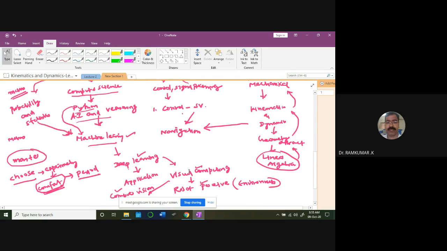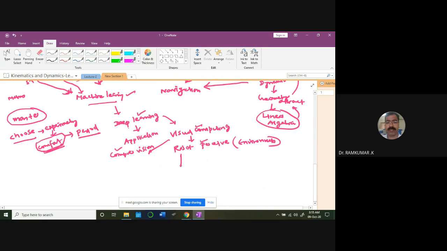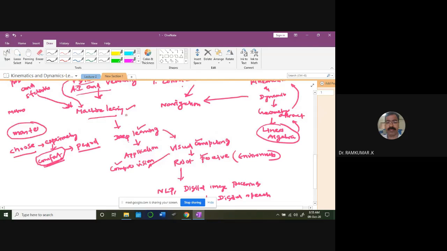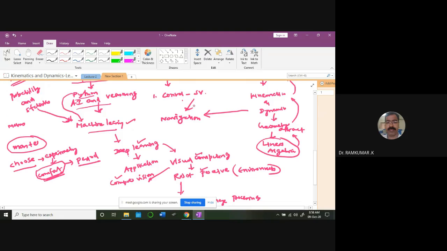So along with that, if you want to enhance the capacity of the robot, maybe you can go in for natural language processing, NLP, or digital image processing, or you can have something called digital speech processing. These are all some domains, but you have to understand very clearly that when you talk about machine learning, deep learning, okay, visual computing, computer vision, image processing, they are all one-to-one connected with your signal processing domain also.